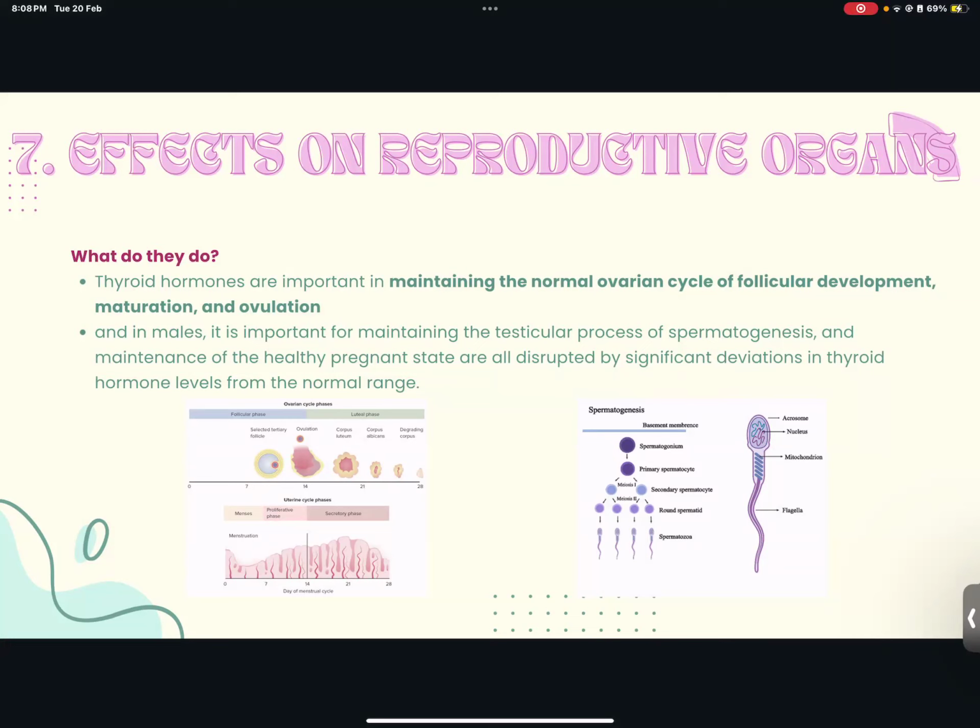And you'll notice that in women who have hypothyroidism, they're going to have amenorrhea, which means that they're not going to get their periods. And this is because of the important role that thyroid hormones play in maintaining the normal ovarian and menstrual cycle. And in males, it's also important for maintaining testosterone levels. And it's also important for spermatogenesis. And all of the things that are affected by the thyroid hormone can be disturbed if the levels are not in the normal range.